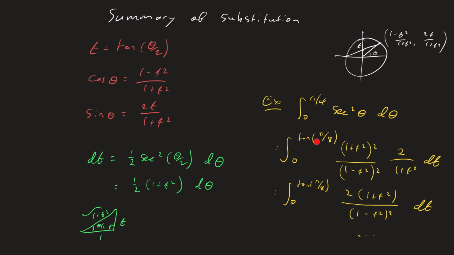The reason, of course, that the limit of integration is now tan of pi on 8 is because we have made the substitution t equals tan theta on 2. When theta equals 0, tan of 0 divided by 2, tan 0 is just 0, so that limit stays the same. When theta is pi on 4, we've got tan pi on 4 divided by 2, which is tan pi on 8. At this point, we need to perform a partial fraction decomposition, and we do this on the next page.